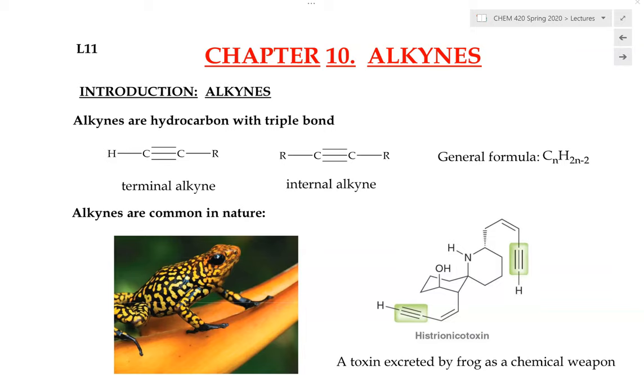Hi, in this lecture video, I will do a quick introduction to the alkyne functional group, and then we will discuss nomenclature of alkynes. So alkynes are basically hydrocarbon chains with a triple bond in them, and that's how we can recognize them. An alkyne can be terminal or internal. A terminal alkyne is whenever we see the triple bond being on the outside of a hydrocarbon chain.